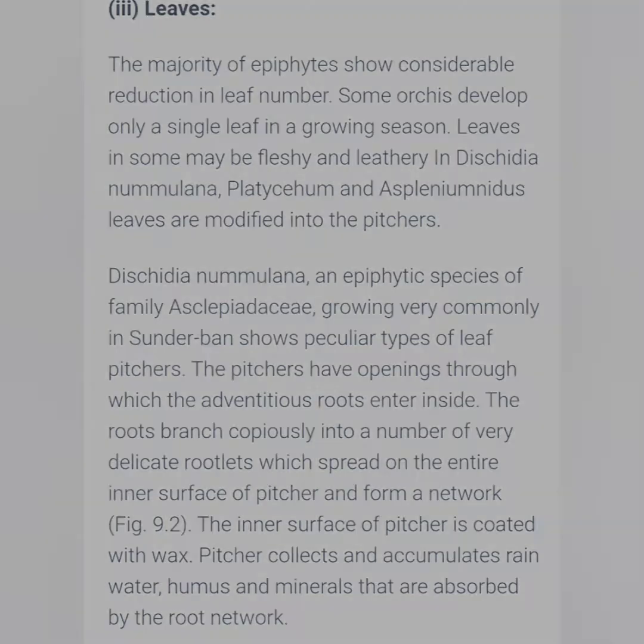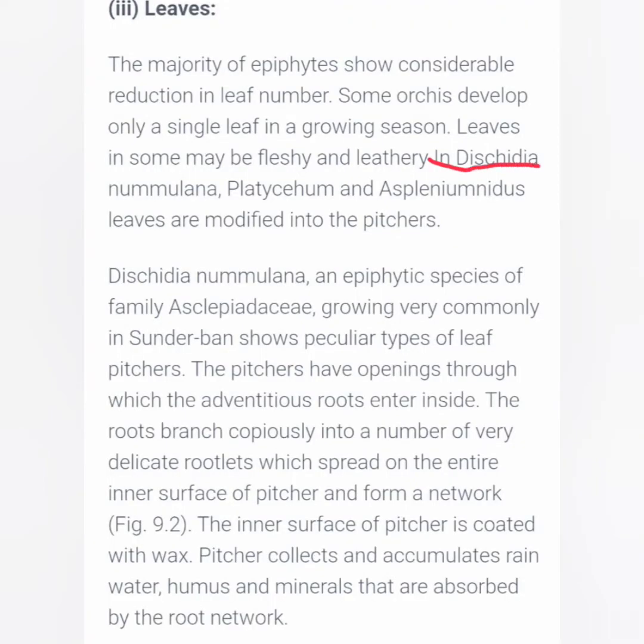For example, in plants like Dischidia nummularia, Platycerium, and Asplenium nidus, the leaves are modified into pitchers. So some epiphytes such as orchids develop a considerable reduction in leaf number. Some other orchids may have fleshy and leathery leaves, and in some epiphytes the leaves are modified into pitchers.